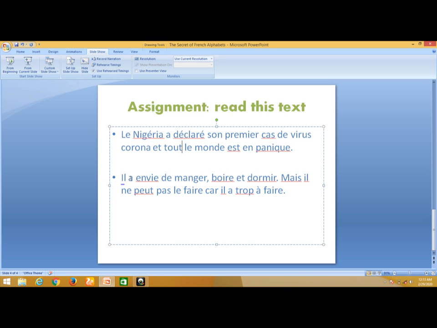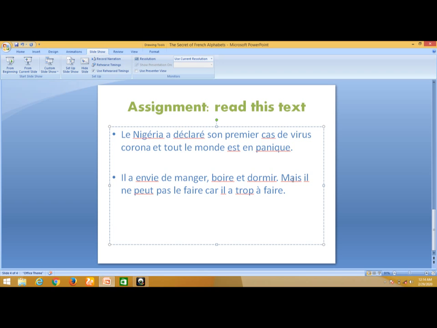Il a envie de manger. Boire. I told you that O and I is pronounced as what? Oa. So we have B here. So it becomes what? Boire. Since we don't pronounce this E, we cannot say boire. There's no accent like this here. So we cannot say boire. We say boire. Et dormir.